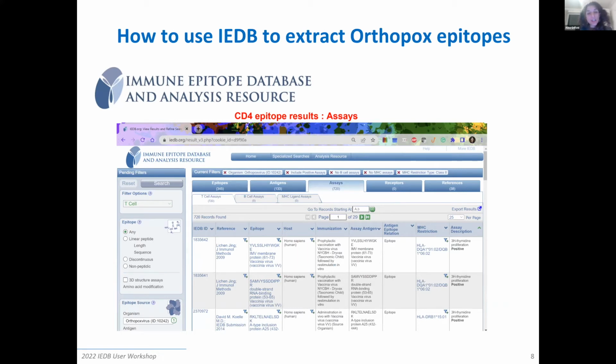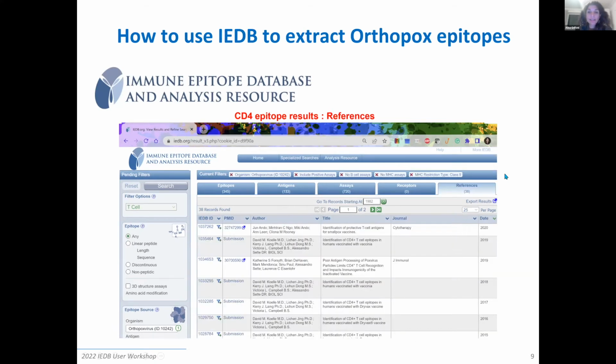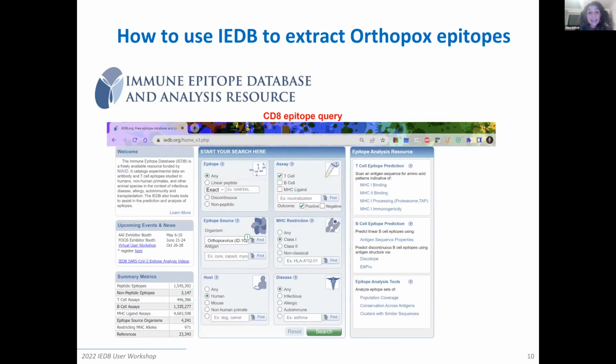If you instead are more interested in what the references are overall, and maybe you want to select a specific reference of interest, you can go to the reference tab, and that lists all the different references pertaining to your query, and you can extract the epitopes as you prefer. For the CD8, the picture doesn't really change. The difference in our query is, of course, because we're interested in CD8 responses, you select class 1 MHC restriction.